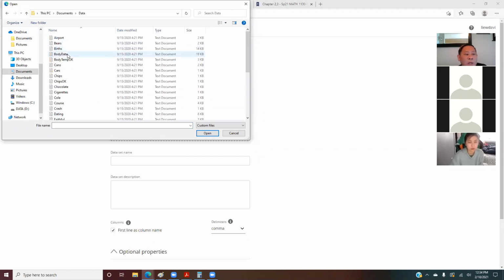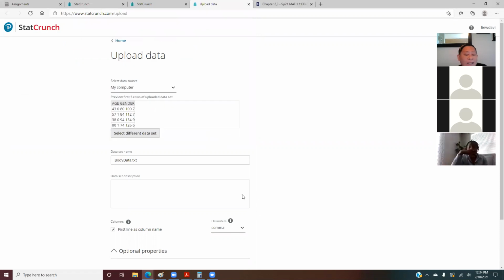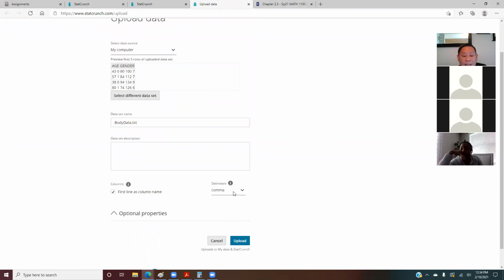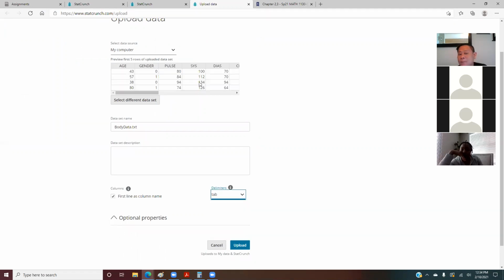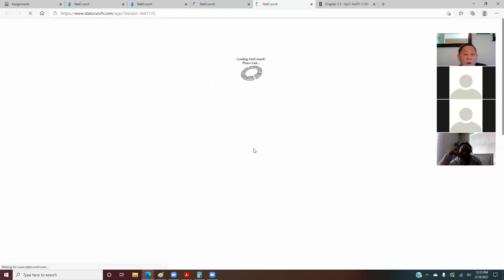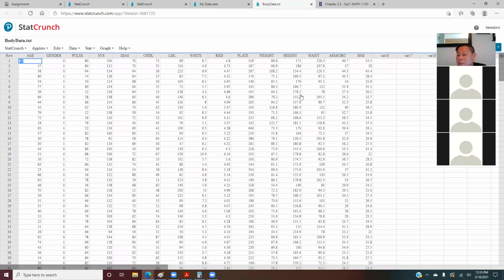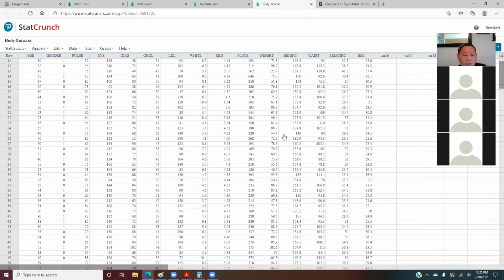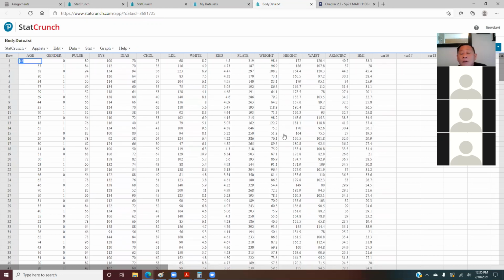The one that I have is the body data, right? So this is the body data that I'm asking you to do. And then you hit open. And then over here, for the delimiters, make sure you select tab. So your data looks something like that. Make sure you browse and upload it. When you hit upload, you will get everything you see. So these are the 300 data points that I want you to play with.